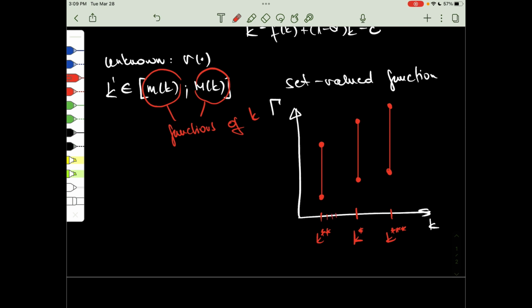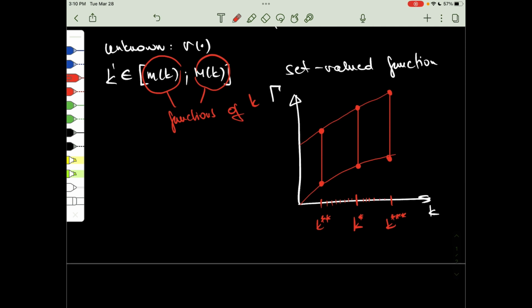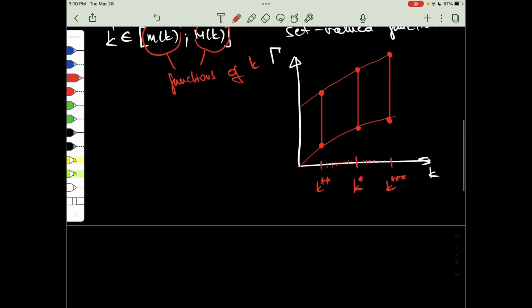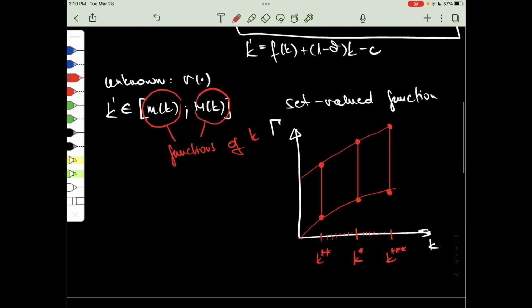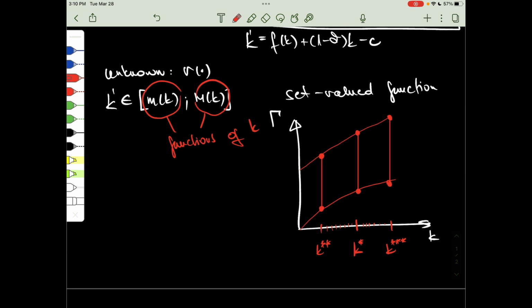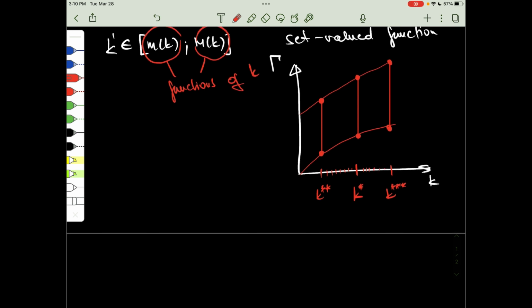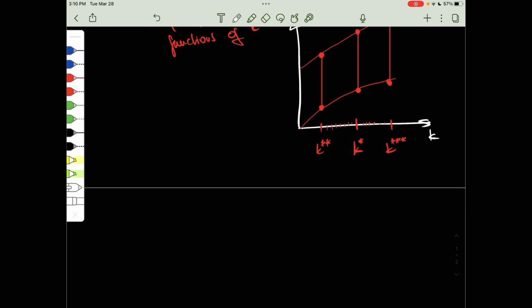If we do this to all the points along the horizontal axis, we can have something like this. This is not what we are going to have, it is just an example. So the correspondence is a set-valued function. Both the lower bound and the upper bound are functions of the state. Intuitively, it means that we need an interval for any k, for any state, from which the optimal decisions come. This is an interval of the feasible choices at any k. All right, let's go on.